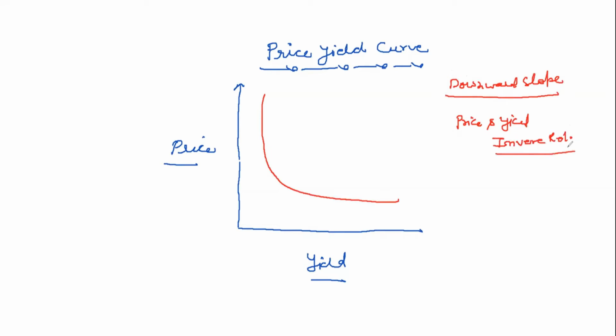When I say inverse relationship, it means that if yield goes up, the price of the bond goes down, or if yield goes down, the price of the bond goes up. So there is an inverse relationship. Now we'll understand how it works.